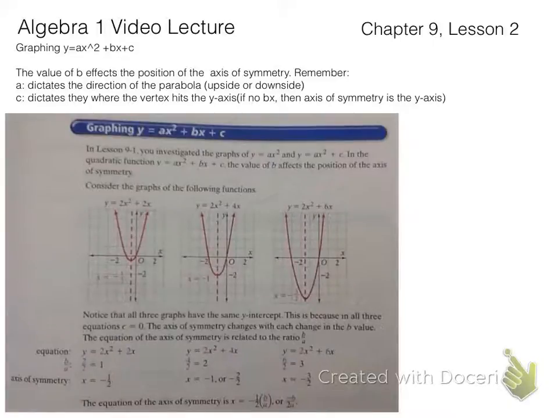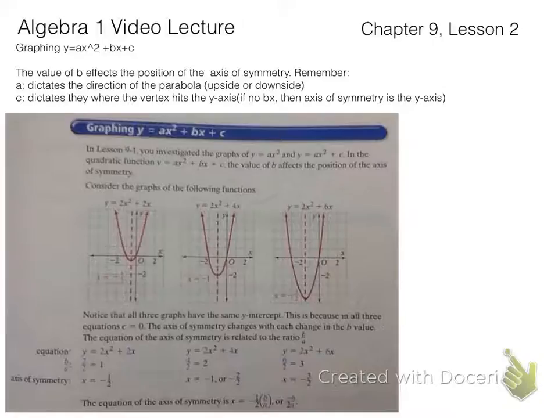Good evening. This recording is for Algebra 1, Chapter 9, Lesson 2, Graphing y equals ax squared plus bx plus c. If you remember from the last video, b affects the position of the axis of symmetry. Well, you probably don't remember that, because I didn't talk about it. The value of b affects the position of the axis of symmetry.